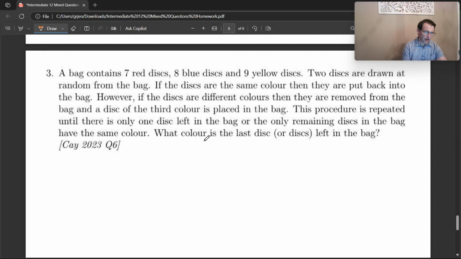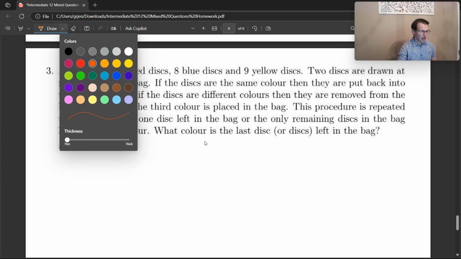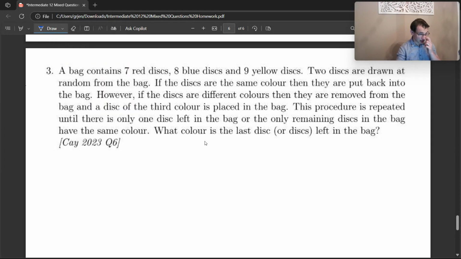We've got this bag full of 7 red discs, 8 blue discs, and 9 yellow discs, okay? And we're going to toss them all about. All right, 2 discs are drawn at random from the bag, and if the discs are the same color, then they're put back. However, if the discs are different colors, then they're both removed and one of the other one is added. Okay? So this procedure is repeated until there's only 1 disc left in the bag or only the remaining discs in the bag have the same color.